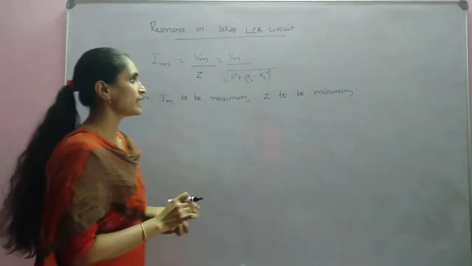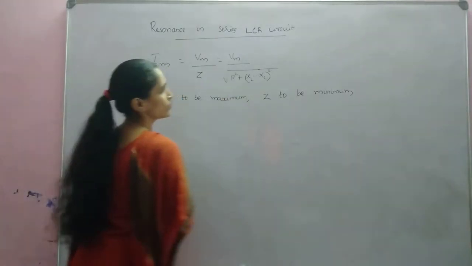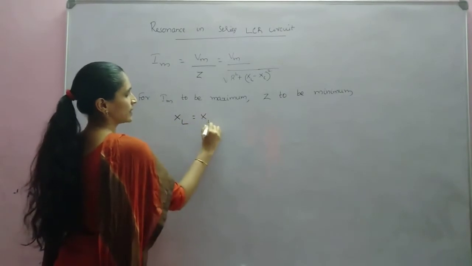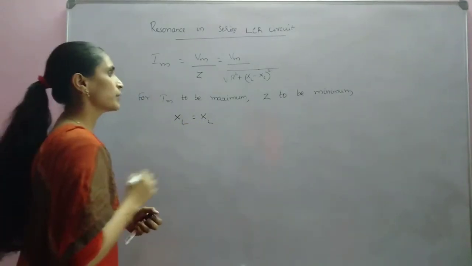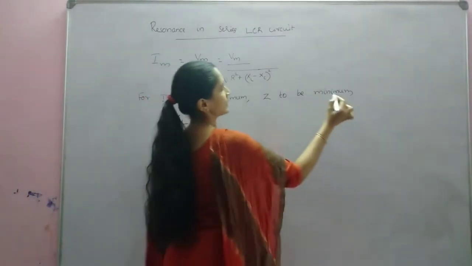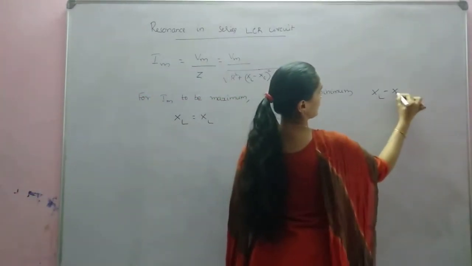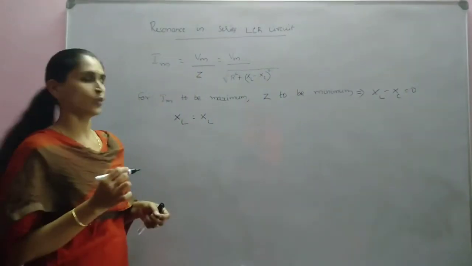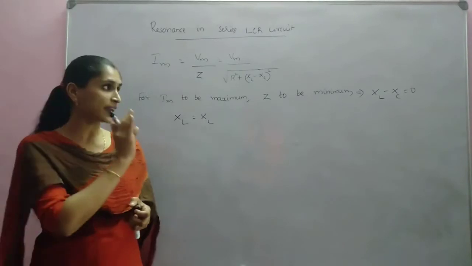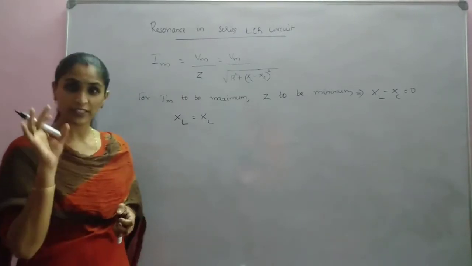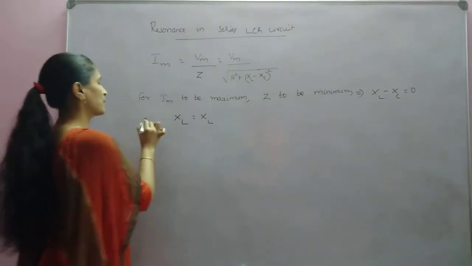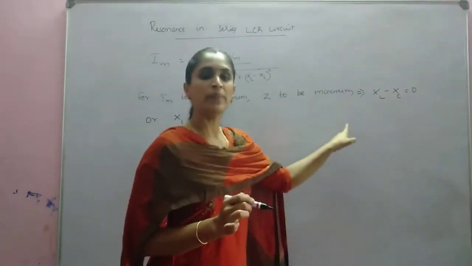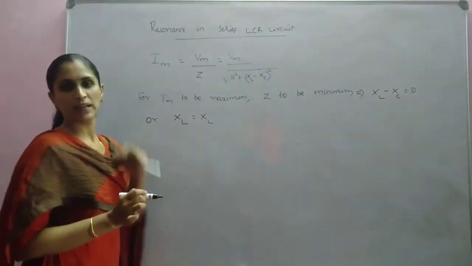But current should be maximum and impedance should be minimum. For that, we can write this part should be equal to this, no? We can write XL is equal to XC. So if XL is equal to XC, what happens? We get XL minus XC equal to 0. XL is not 0, XC is not 0, but the term XL minus XC, if it is equal to 0, or if XL is equal to XC, in that case Z will be minimum, or we can say that maximum current will be there.